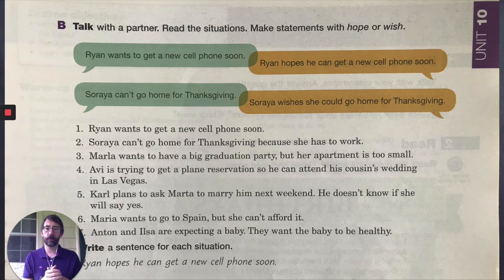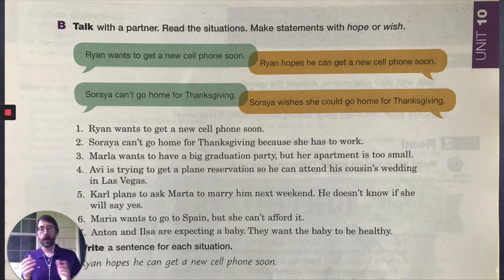I said we'll come back to number 3. Marla wants to have a big graduation party, but her apartment is too small. Most likely you're going to use wish, right? Because it's something that's not possible. However, if you want to challenge yourself, if you want to push yourself to do something a little extra, think of a situation where you could maybe use hope for this sentence. And you can, well, here for example, just to get you thinking, because Marla's apartment is too small, she hopes she can host a graduation party at her parents' house.